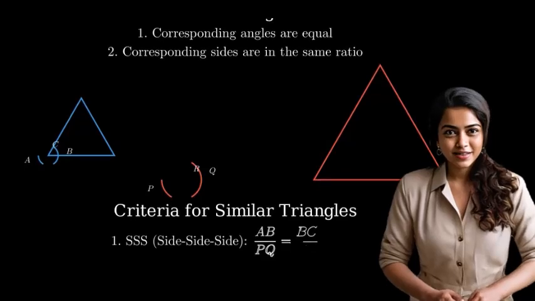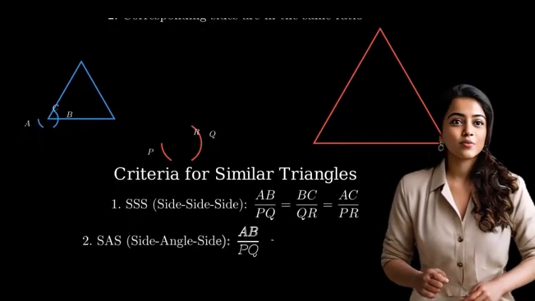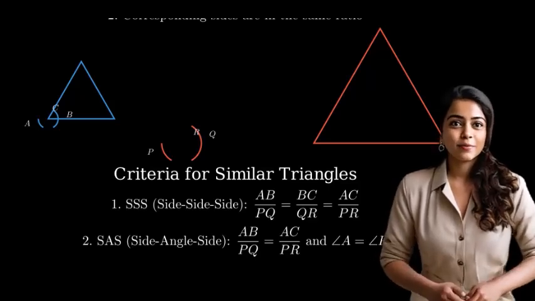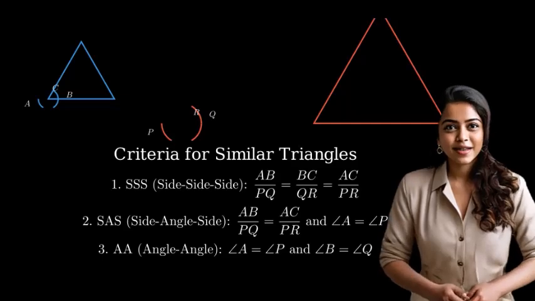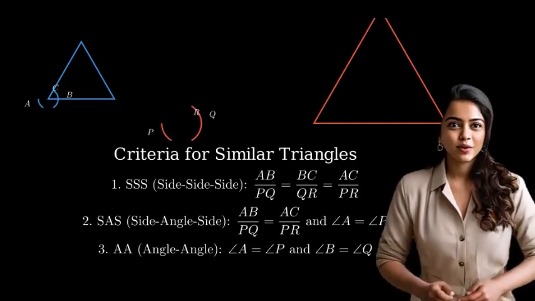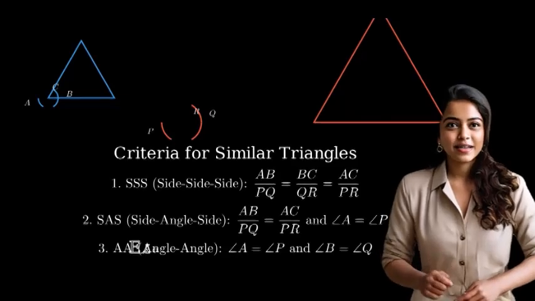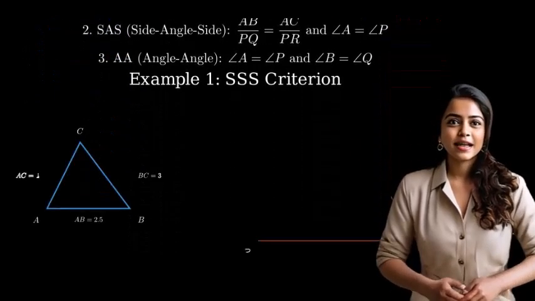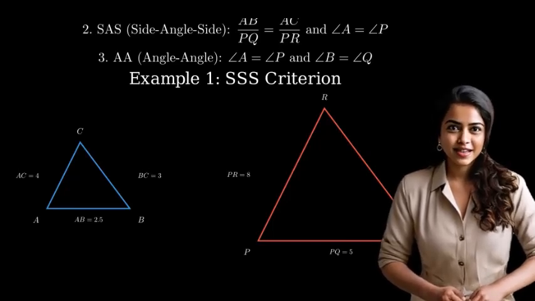Side, side, side. SSS: corresponding sides are in the same ratio. Side, angle, side. SAS: 2 sides are in the same ratio and the included angle is equal. Angle, angle. AA: 2 angles are equal, which automatically makes the third angle equal too. Let's work through some examples to better understand these criteria. Here's our first example using the SSS criterion. In triangle ABC and triangle PQR, let's check if the corresponding sides are in the same ratio.